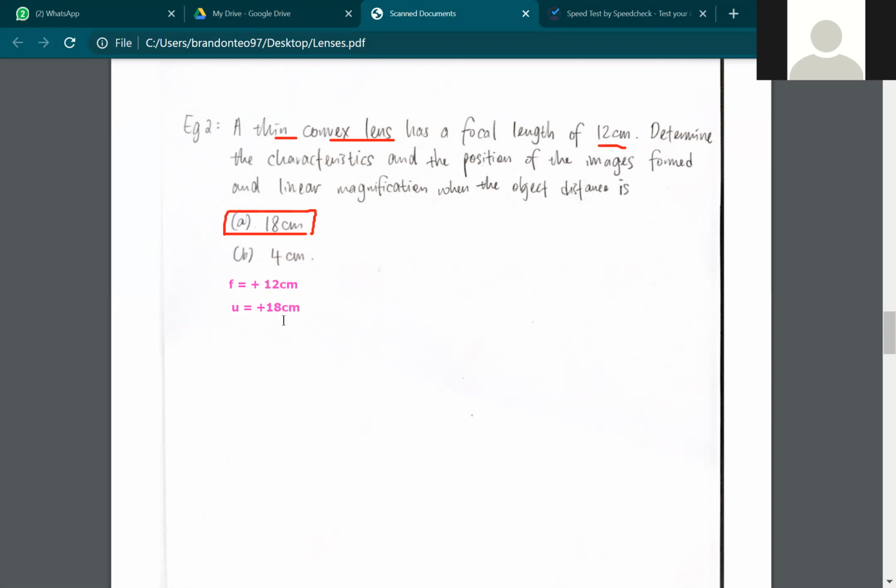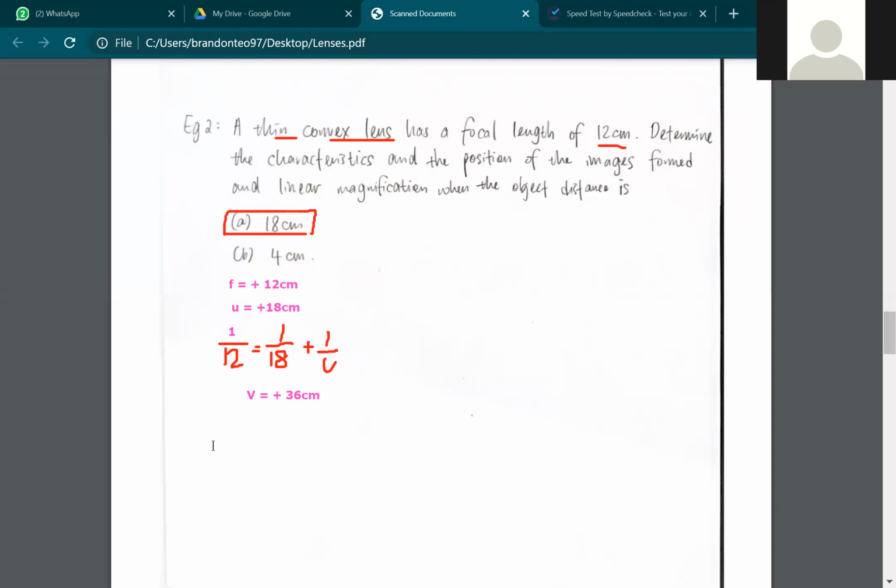So you just put in the formula. It's 1 over 12 equals 1 over 18 plus 1 over v. It should be no problem here. You solve for v, and you will find that v is equal to positive 36 cm. This tells you that, being positive, it is on the right side of the lens.